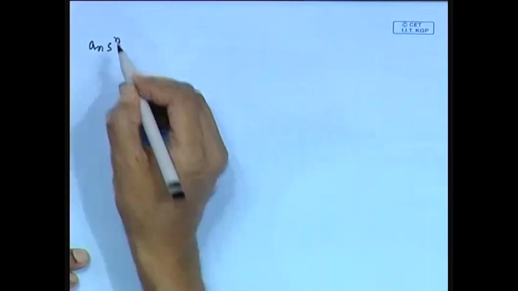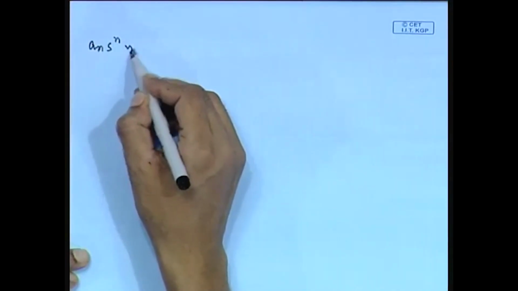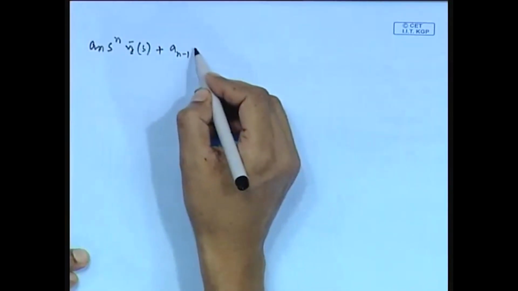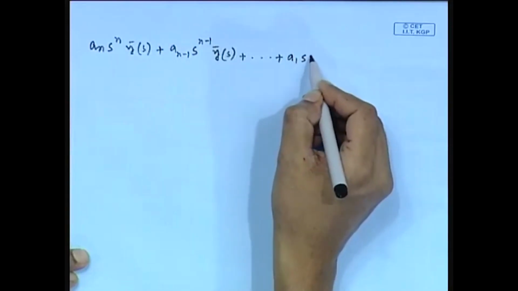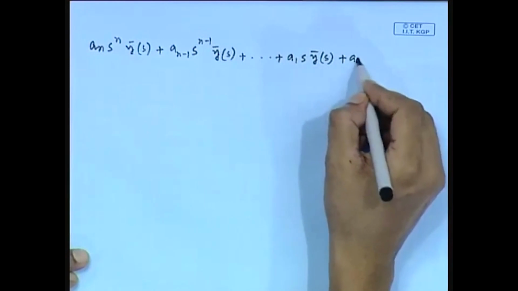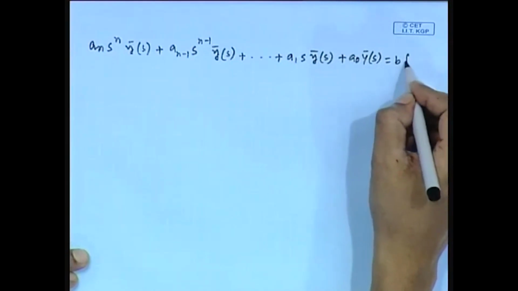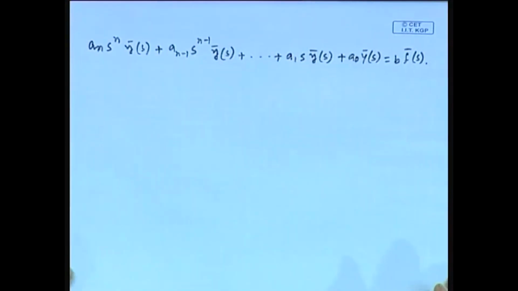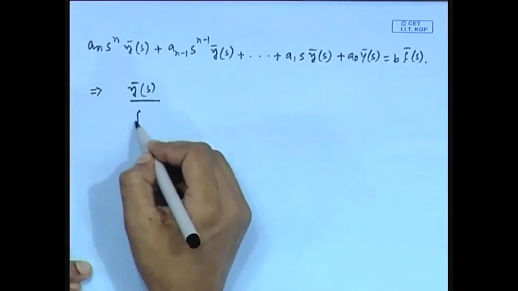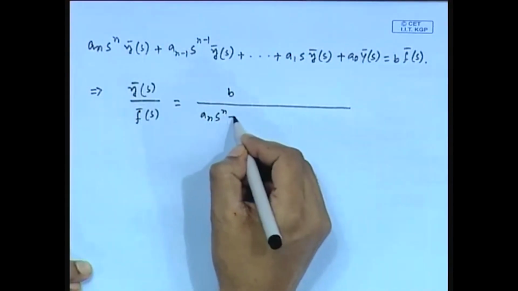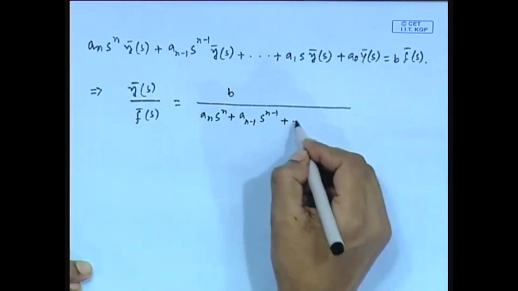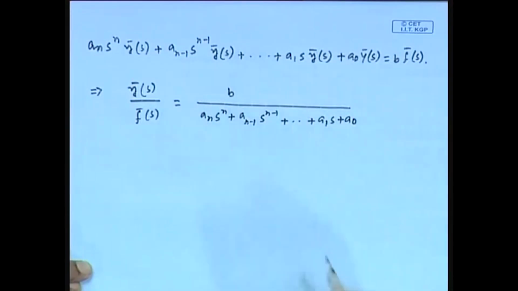we get an s^n Y(s) plus a(n-1) s^(n-1) Y(s), like this, a1 s Y(s) plus a0 Y(s) equal to b F(s). Can we write this? If we take the Laplace transform of the linear or linearized nth order differential equation, we get this. Now, we can rearrange this equation like this, Y(s)/F(s) equal to b divided by an s^n plus a(n-1) s^(n-1) plus up to a1 s plus a0.